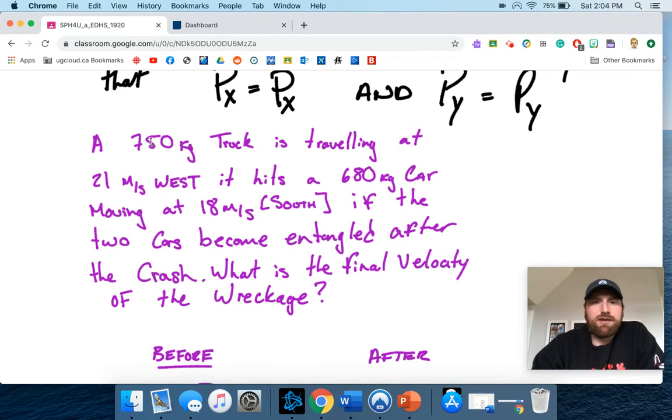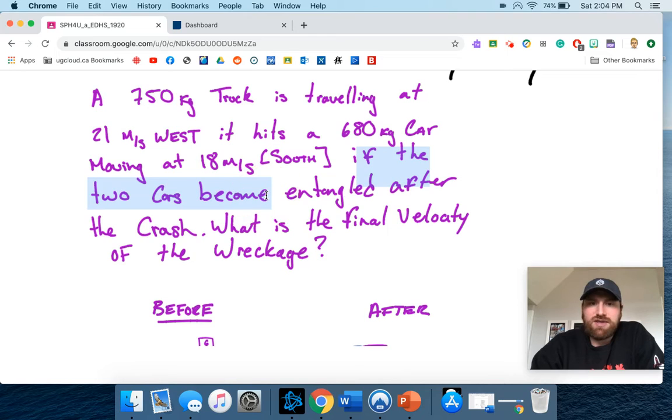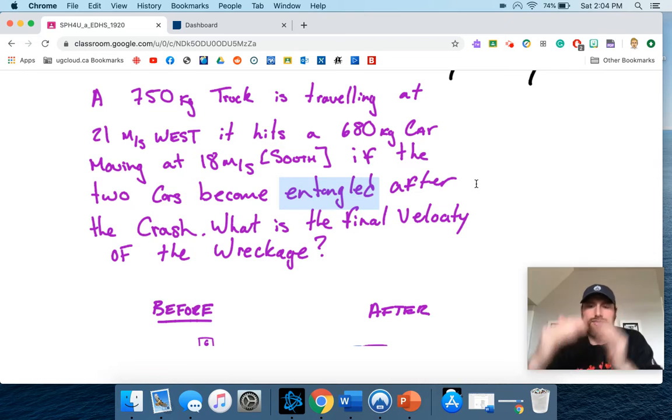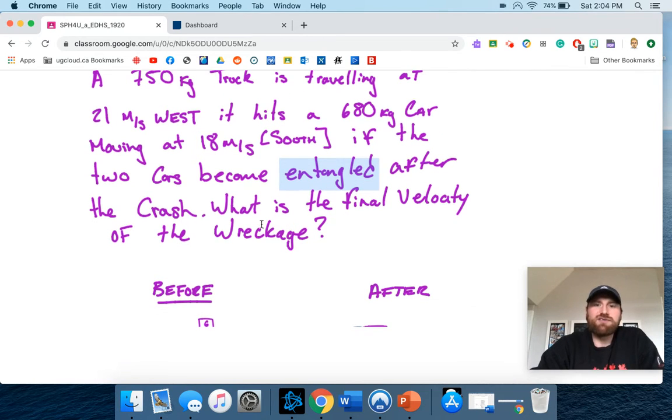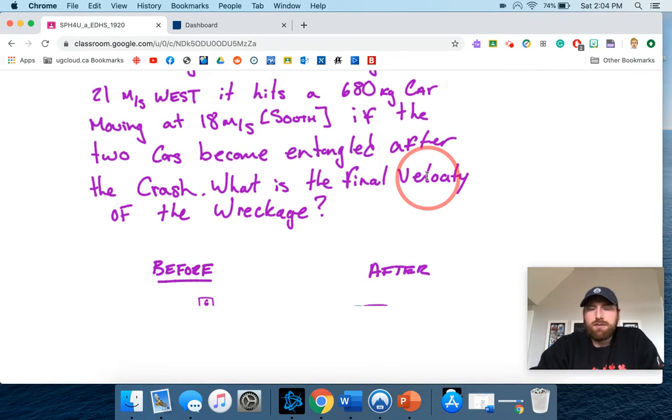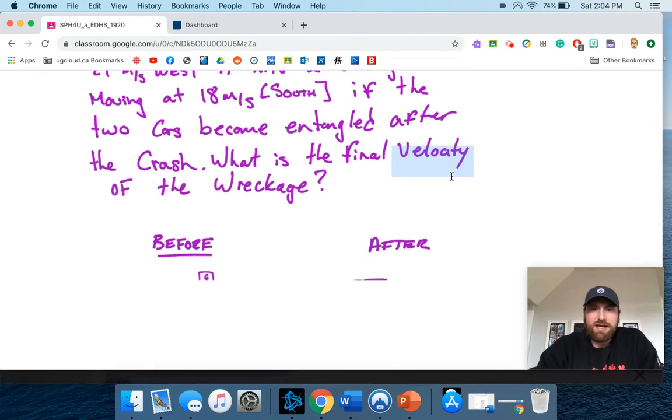So a 750 kilogram truck is traveling at 21 meters per second west, and it hits a 680 kilogram car moving at 18 meters per second south. If the two cars become entangled, so this is a big hint, right? If it's entangled, we know that it's a hit and stick collision, right? So we know that the velocity of the cars after is going to be the same. So the velocity of the car is going to be equal to the velocity of the truck after the crash. So what is the final velocity of the wreckage? Keep in mind, velocity needs both magnitude and direction.